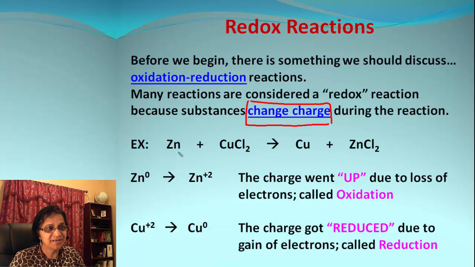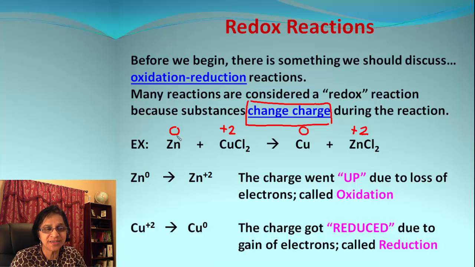So here's an example. Zinc reacting with copper chloride, and that gives you copper and zinc chloride. Just to remind you again, every element will have 0 as the charge. So zinc has 0 as the charge. Same thing with copper, it will have 0 as the charge. In copper chloride, what is the charge of copper? Each chlorine is -1 and we've got 2 negatives. That means copper is +2. Same thing with zinc chloride, the charges for chlorine should be balanced. So zinc is +2.